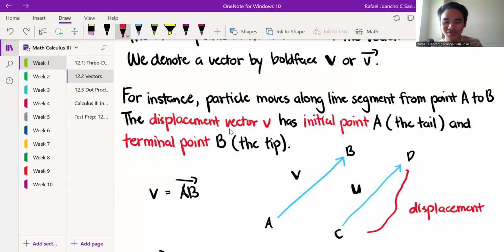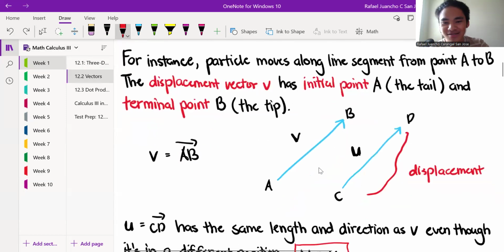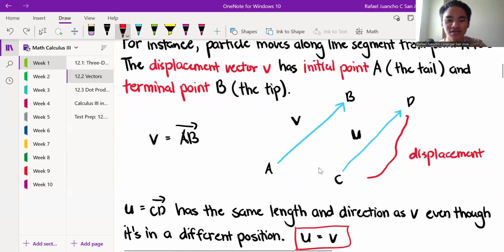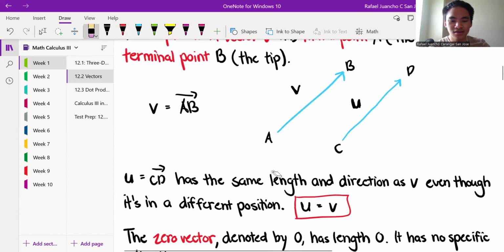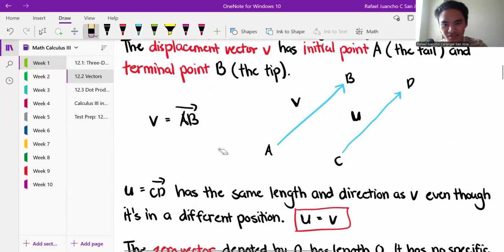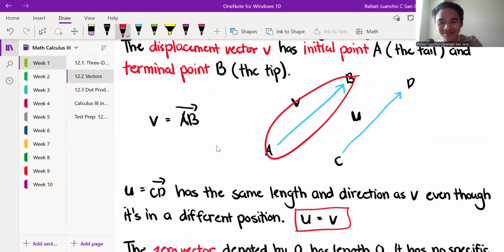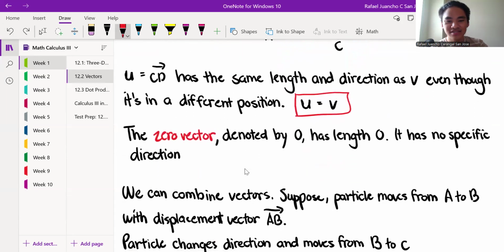It's also the tail and the tip. Yeah, so the tip is the arrow, the A is the one without the arrow. And then CD is a similar displacement vector. It has the same length and direction as V, even though it's in a different position. This one's here, and then this one's here. So they're parallel, right?